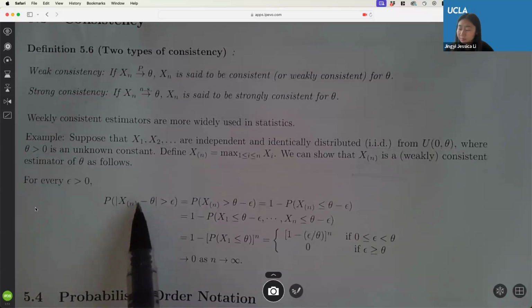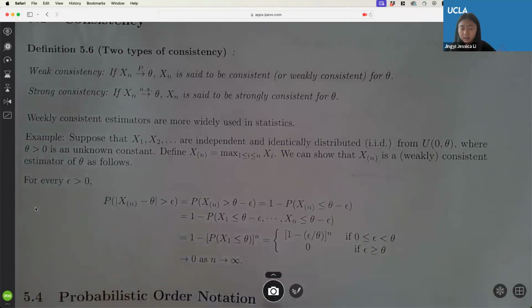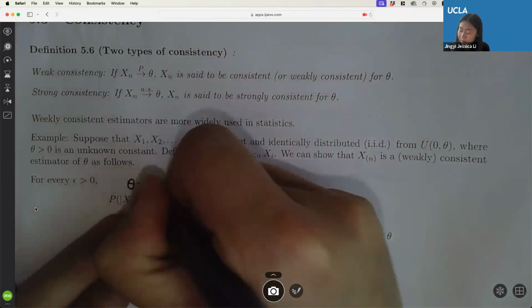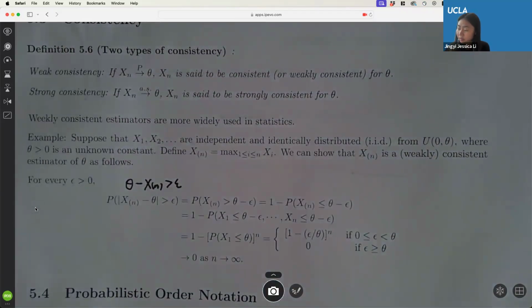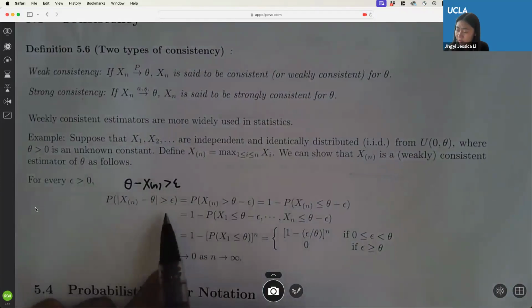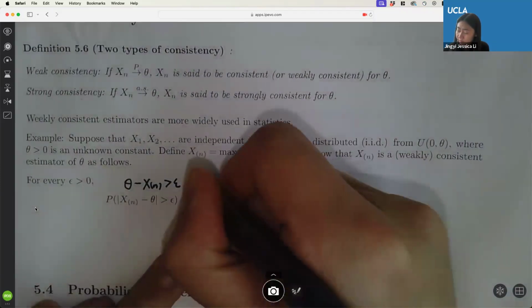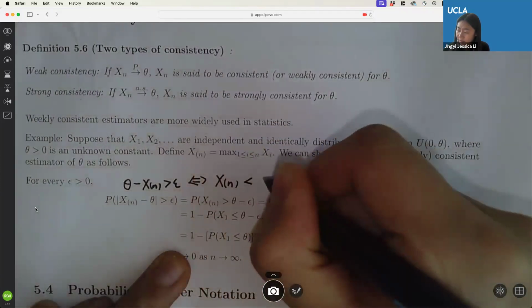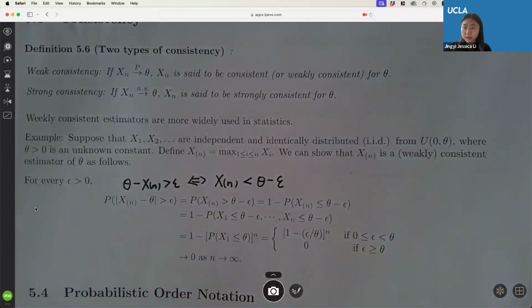Basically we have theta minus xn greater than epsilon. I think there's a typo here. This should be xn less than theta minus epsilon, right? That should be what it is.